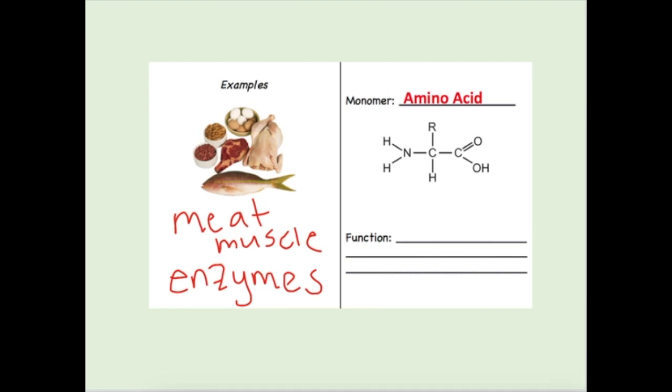So go ahead, write that down. The amino acid is pictured right below where you just wrote monomer. So let's annotate what we see in there. When we look at an amino acid, we're going to see this side group right here that is going to be our amino group. So label it amino group. The amino group is going to have the nitrogen in it. Always.